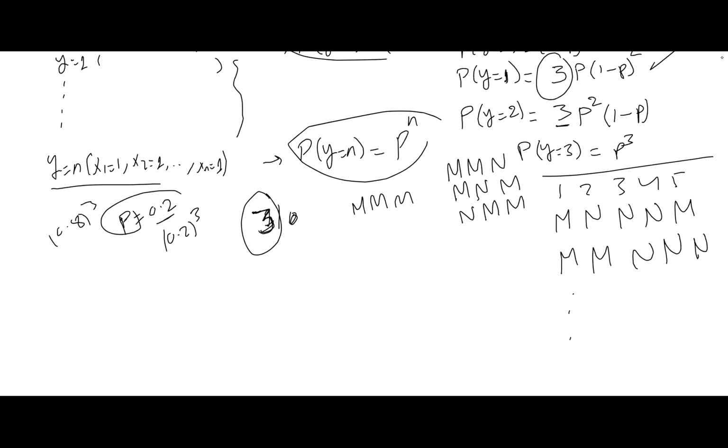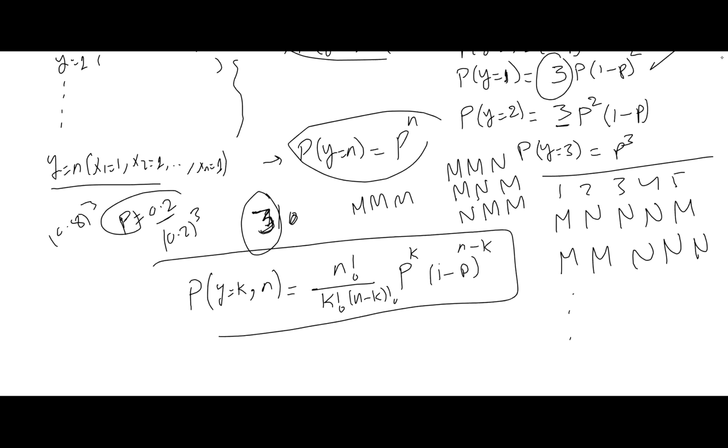And in general, the probability of having y equal to k out of n trials is given in this way. It will be calculated as n factorial divided by k factorial multiplied by n minus k factorial, multiplied, because y equal to k means k successes, by p to the power k, times the rest, 1 minus p, to the power n minus k. So this is the general formula of the binomial distribution.